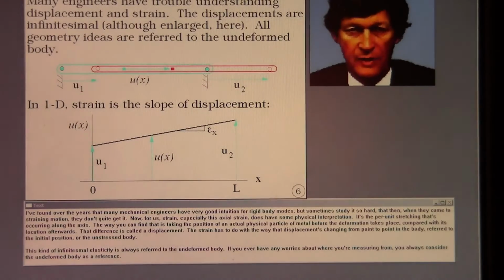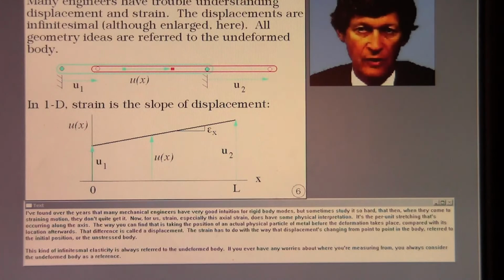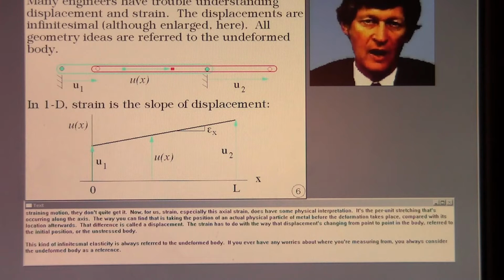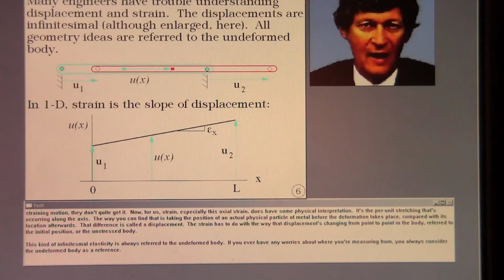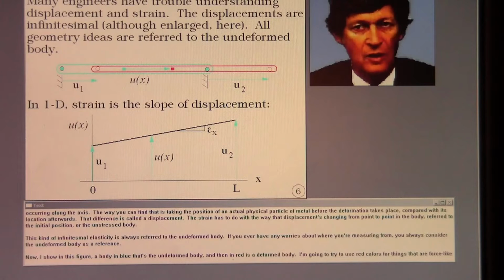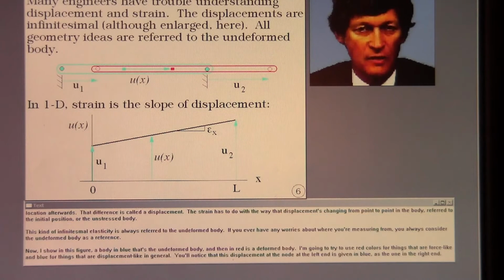I've found over the years that many mechanical engineers have very good intuition for rigid body modes, but sometimes study it so hard that then when they come to straining motion, they don't quite get it. Now, for us, strain, especially this axial strain, does have some physical interpretation. It's the per unit stretching that's occurring along the axis. And the way you can find that is taking the position of an actual physical particle of metal before the deformation takes place compared with its location afterwards.